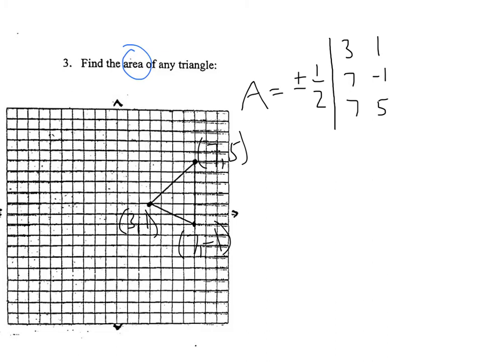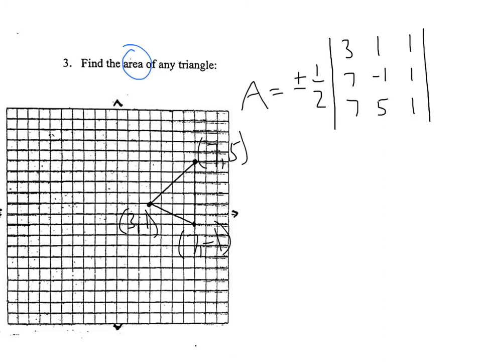To find the determinant, though, I need a square matrix. And so I need to somehow turn this into a 3x3 matrix where not a lot of changes are going to be made. So what you do, and this is for all of them, the last column, you just put 1, 1, 1 to create a square matrix.